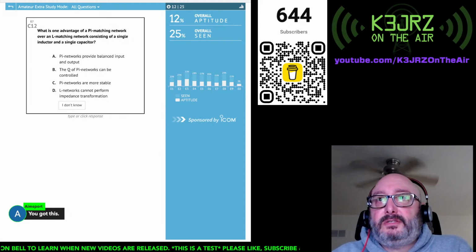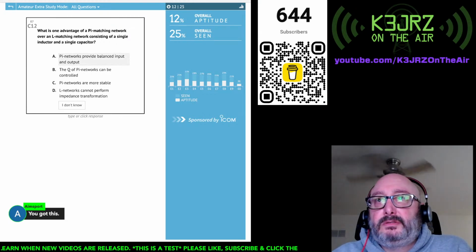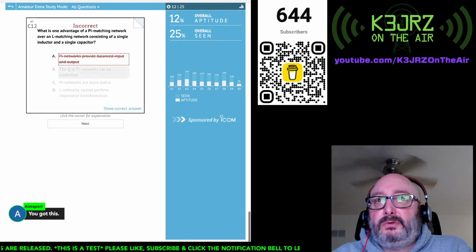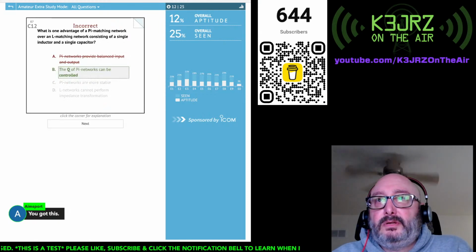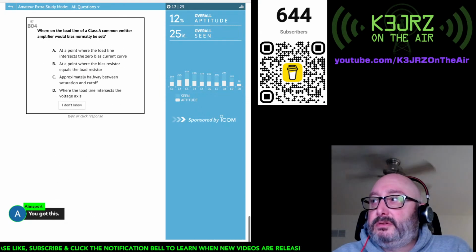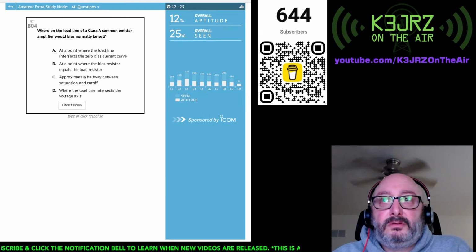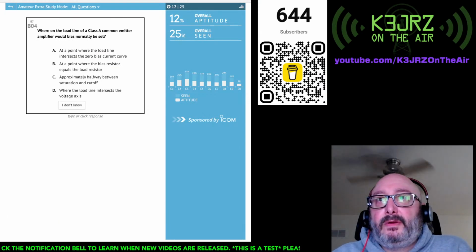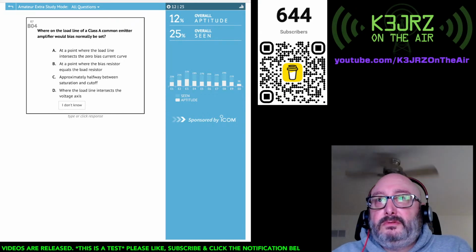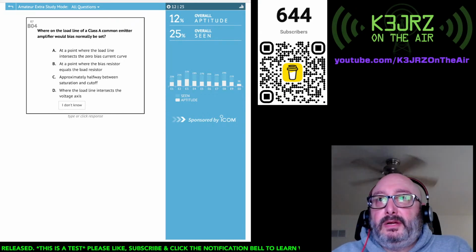Consists of a single inductor and single capacitor. No, the Q. I'll hear the Q. Where on the load line of a Class A common emitter amplifier would bias normally be set? Ooh, at the point where the load line intersects with zero bias.